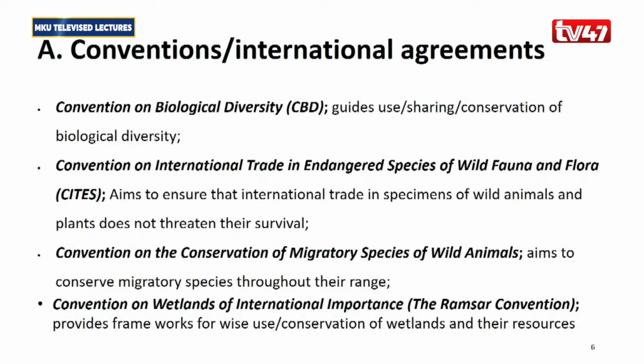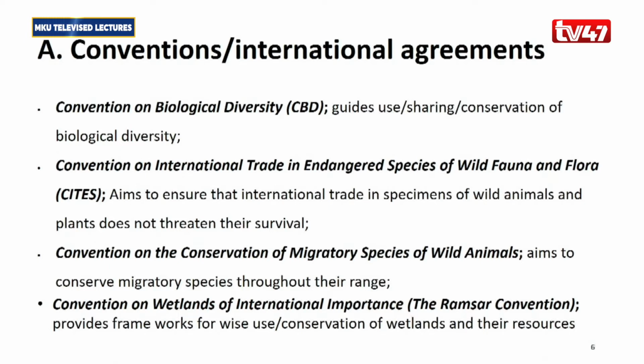And then you have the Convention on the Conservation of Migratory Species of Wild Animals. What is this convention all about? It's all about how to conserve and ensure that the ranges where these species migrate, the normal corridors they use, are automatically conserved, as well as conserving the life in the process.